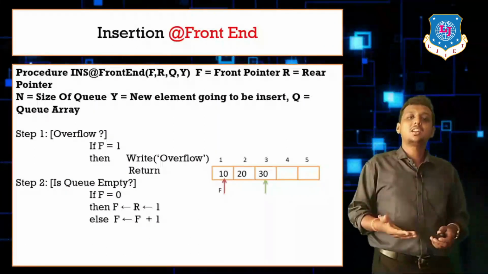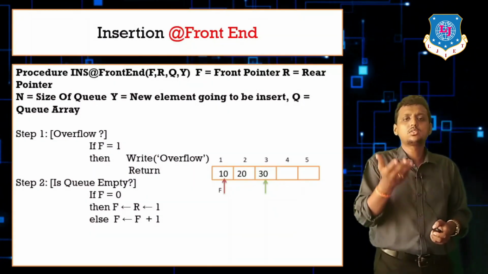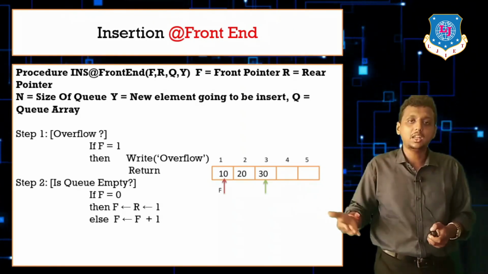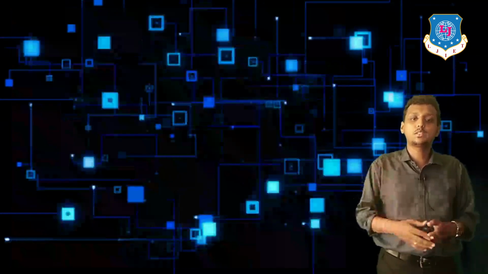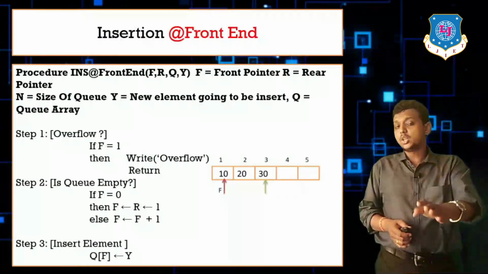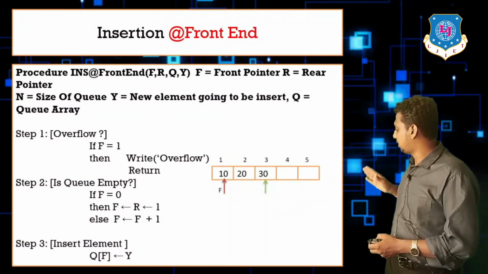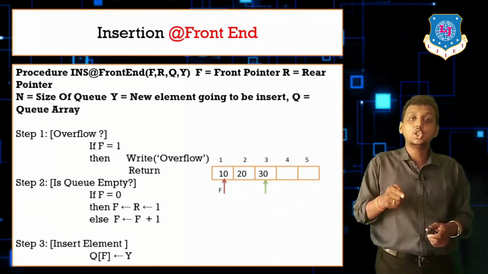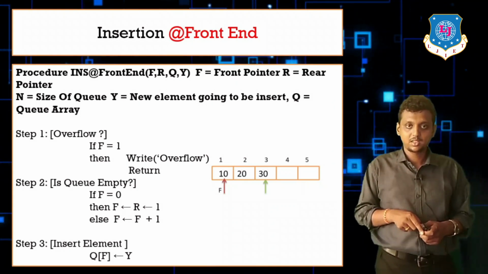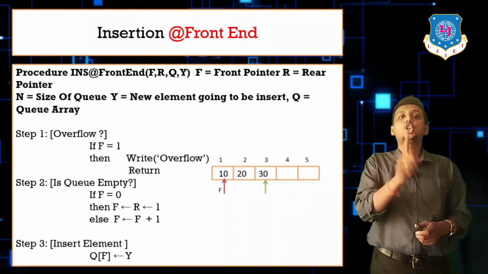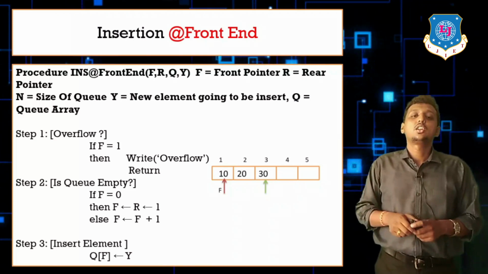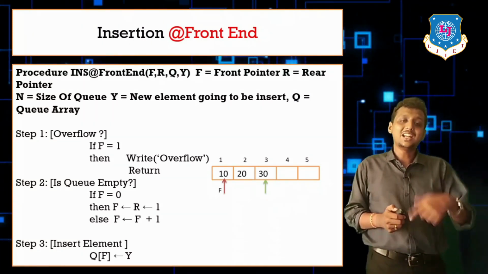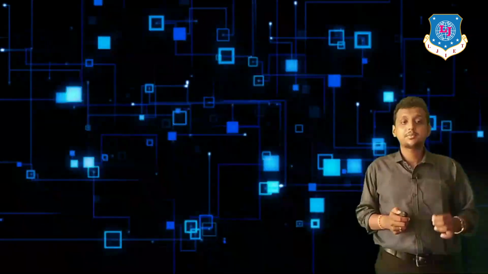So after resetting the front pointer value from 0 to 1, or decrementing, we just need to assign the value q of f is equal to y. Students, here you can see the q of f is equal to y because we are going to insert the value at the front position. Remember, do not write q of r. You should write q of f only. Fine. Now let's move towards the next.